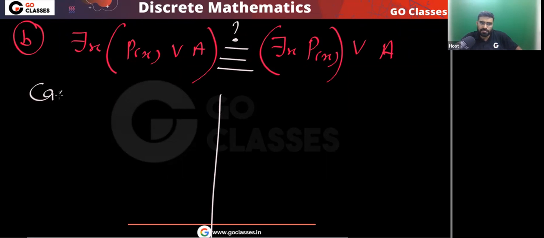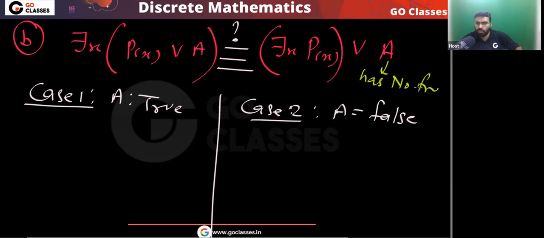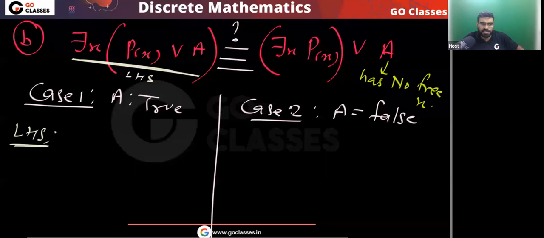You will create two cases. Case 1, where A is true, and case 2, where A is false. You will create two cases because this A has no free variable x. So now in case 1, what will happen? What is LHS? Let's call this LHS. When A is true, then this expression will always be true. So this LHS is true.